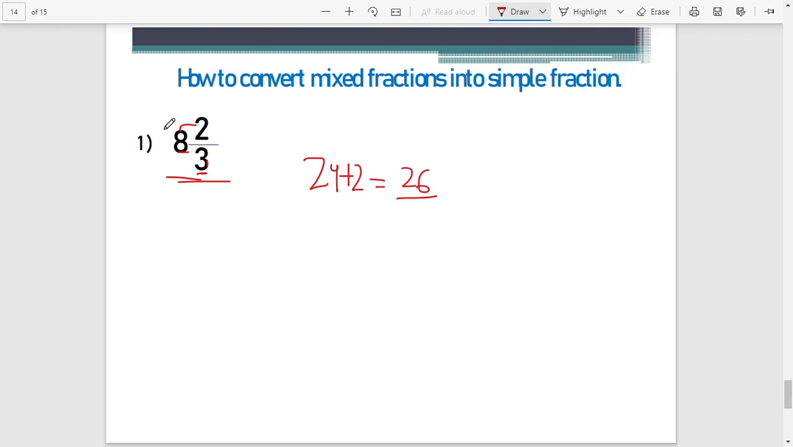Why have I written 3? Because 3 is the denominator. What have we done? The denominator is 3 here. 3 8s are 24. And 24 we add to the numerator, which is 2, which gives 26, and the denominator 3 we will write as it is. So this is how we convert a mixed fraction into a simple fraction.